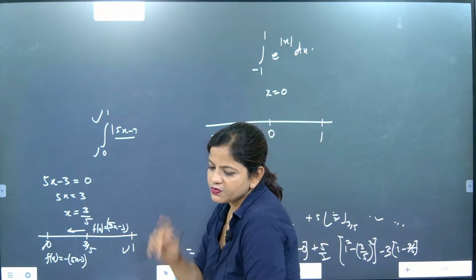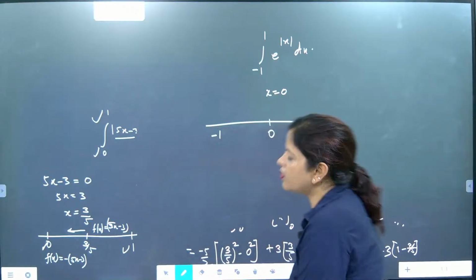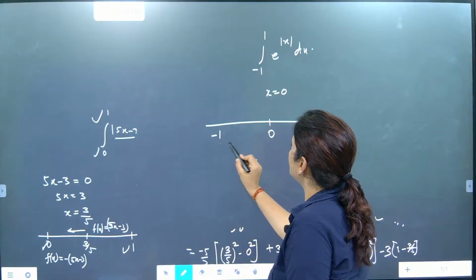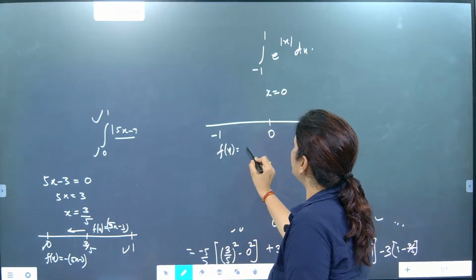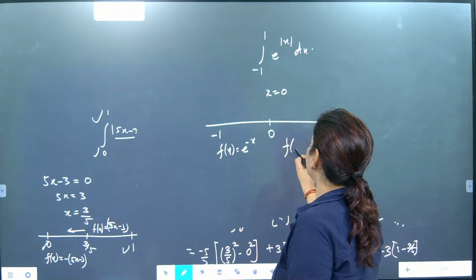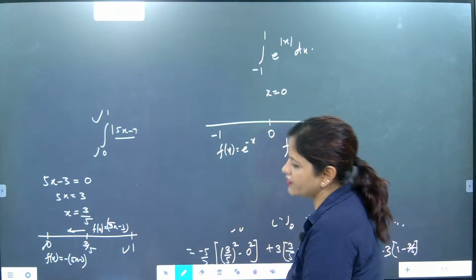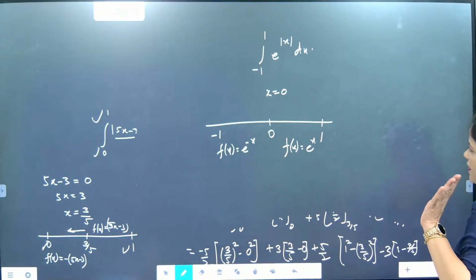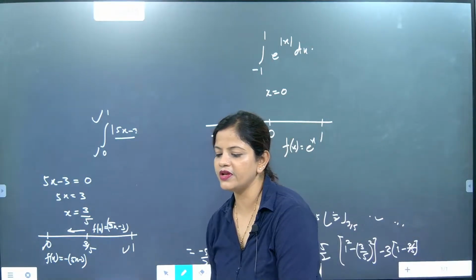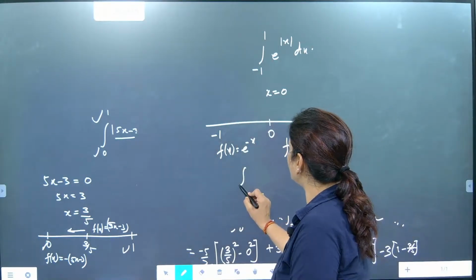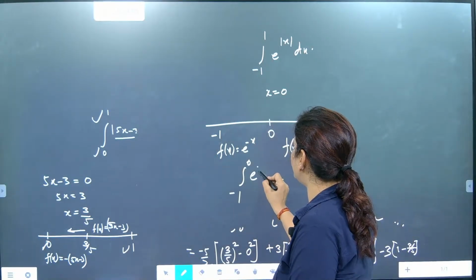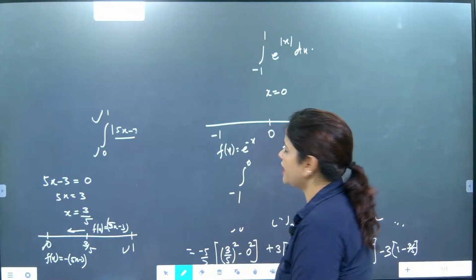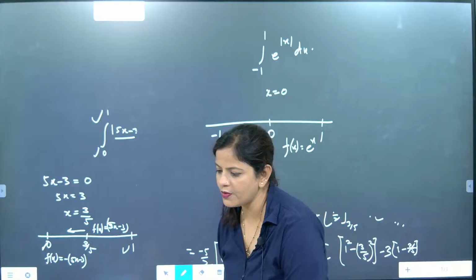So whenever the modulus part is there, what we can do is, when x is exactly 0, left of it f of x will become e to the power minus x, and right of it, it will become e to the power x. That's it. Now you can solve this part. Left of it e to the power minus x, and right of it e to the power x. And then you need to do only one thing, minus 1 to 0, e to the power x, this time it will become minus. The exponential part will be negative. I hope you have understood.